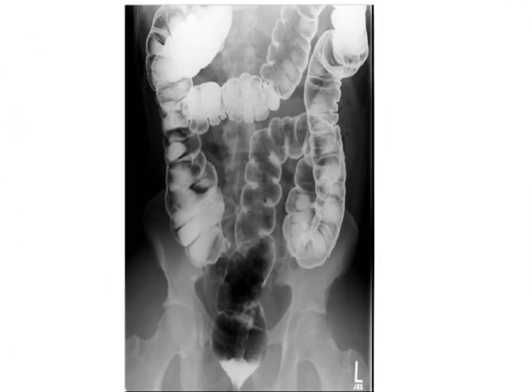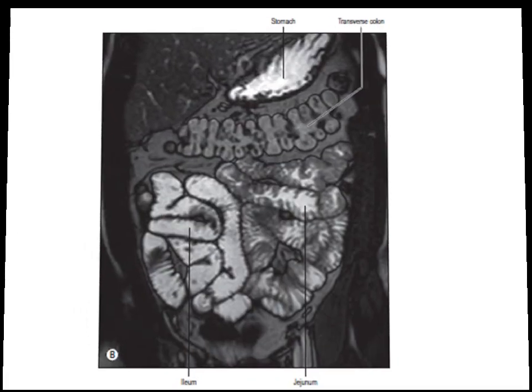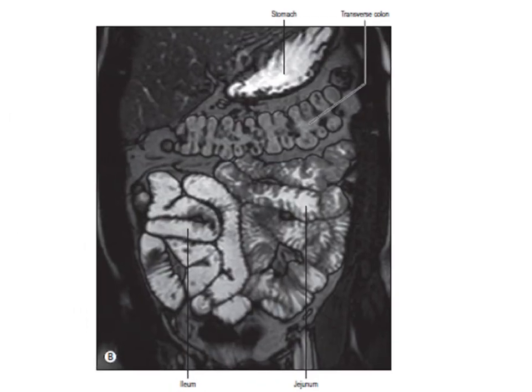Also here, very clear. This is a sausage-shaped transverse colon. This is a small coil of the jejunum and ileum. It is also very clear. The stomach is over there.